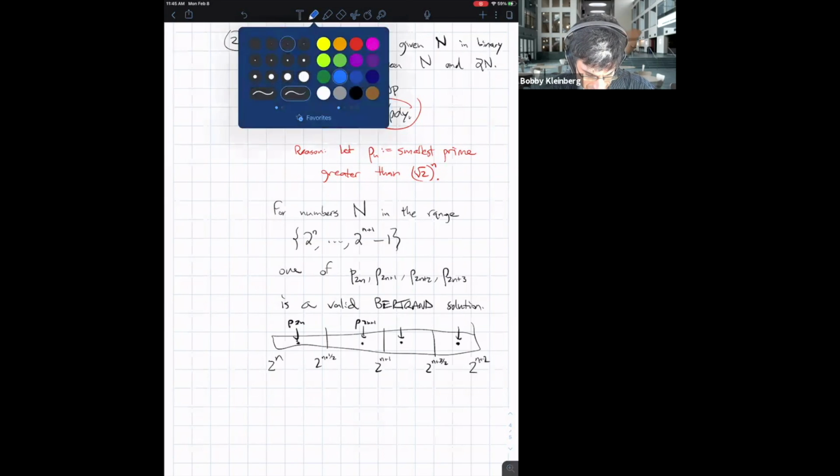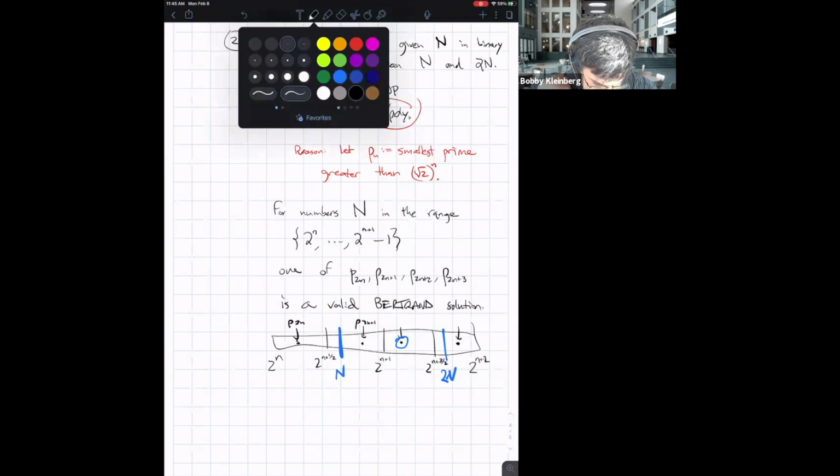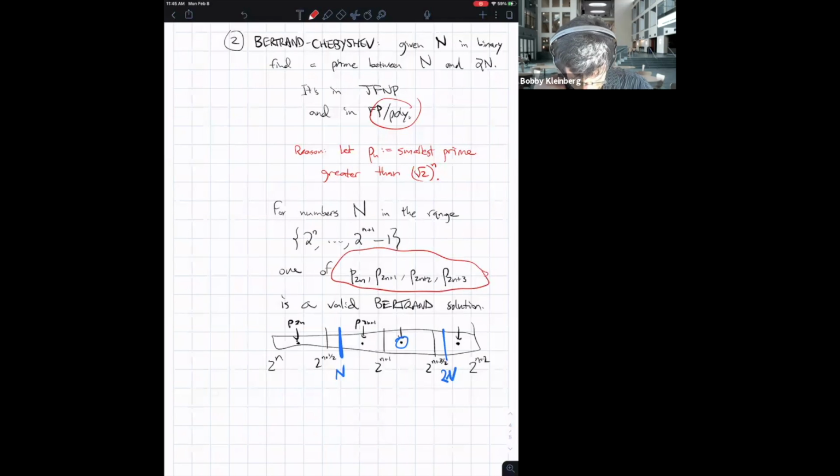And meanwhile, if I plot n and 2n in this diagram, one of these square root of 2 intervals must be completely contained between n and 2n. And so that means that I'm assured that at least one of the 4 primes on the list must satisfy the problem. So that says, if you tell me that the input consists of little n bits, there's a list of 4 primes that I can write down, each either n or n plus 1 bits in length, that contains a valid solution.